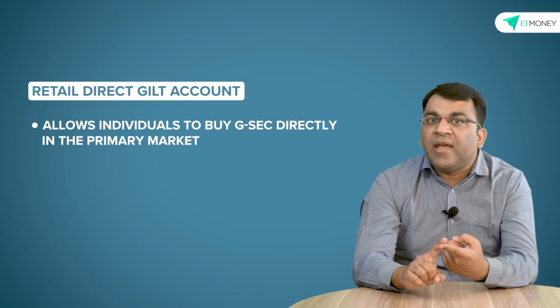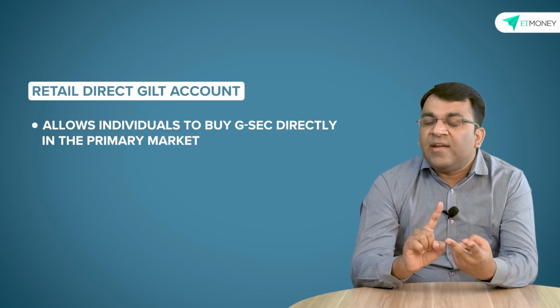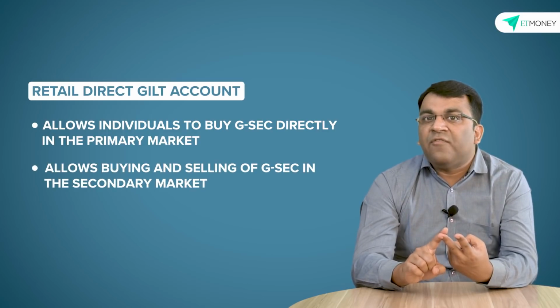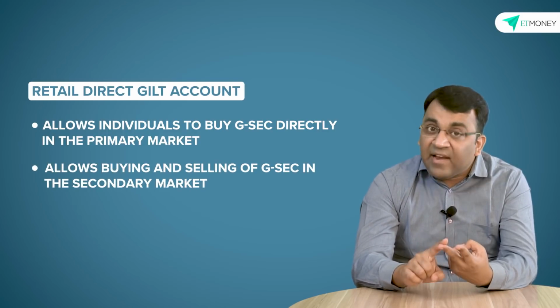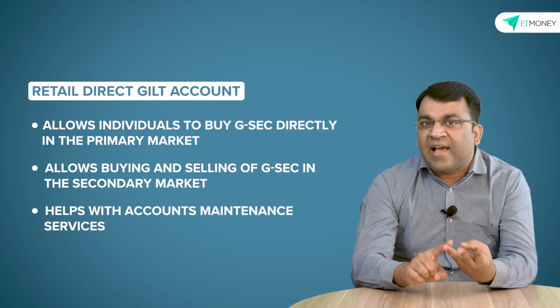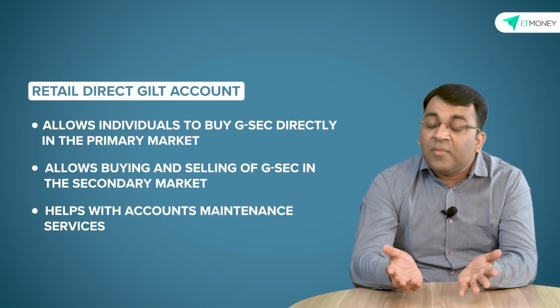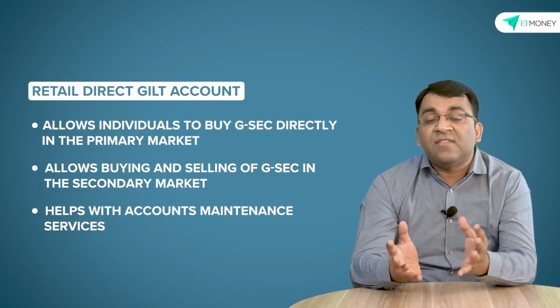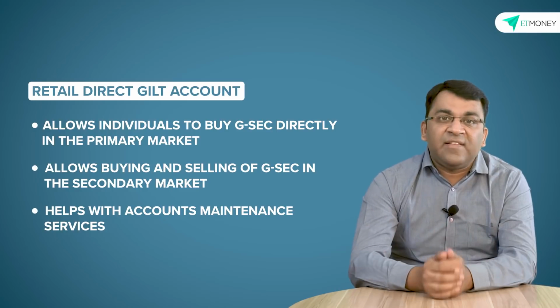A retail direct GILT account is an account one needs to open with the RBI to access and trade in government securities in retail lot sizes. More specifically, the account allows individuals to buy government securities directly in the primary market through auctions. It allows for the buying and selling of government securities in the secondary market, and it also helps with account maintenance services like accessing the account statement, nomination facilities, pledges, grievances, managing one's profile, etc.